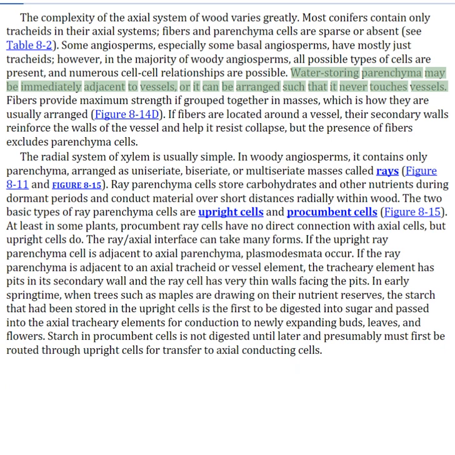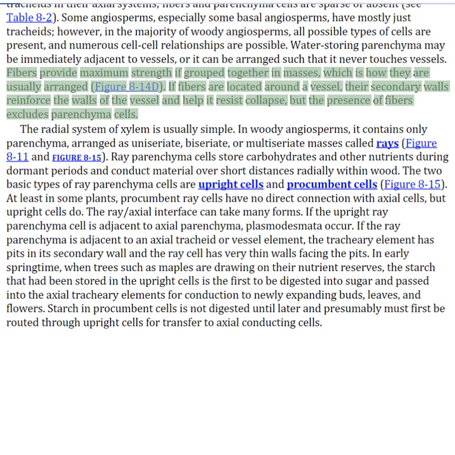Water-storing parenchyma may be immediately adjacent to vessels, or it can be arranged such that it never touches vessels. Fibers provide maximum strength if grouped together in masses, which is how they are usually arranged. If fibers are located around a vessel, their secondary walls reinforce the walls of the vessel and help it resist collapse, but the presence of fibers excludes parenchyma cells.